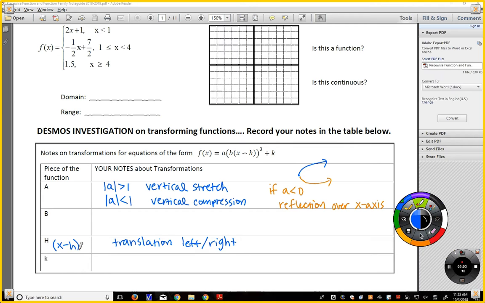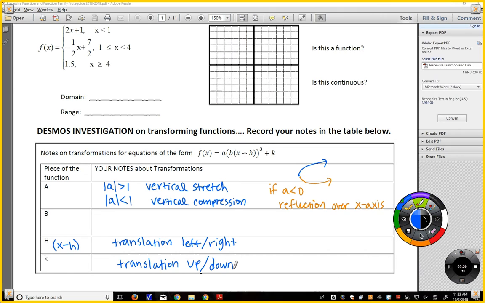Another translation, but instead of left or right, because it's outside of the function, it's shifting vertically. So the k value, when it's added on to the end of the function, is causing a translation up or down for the graph. Okay? So the b value was the new content for you guys.